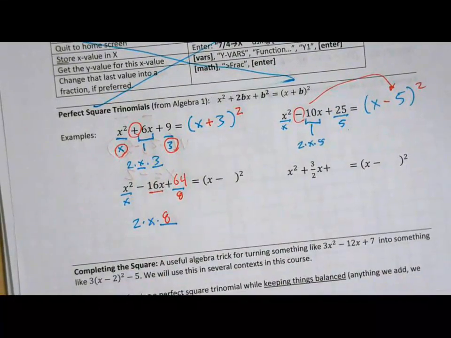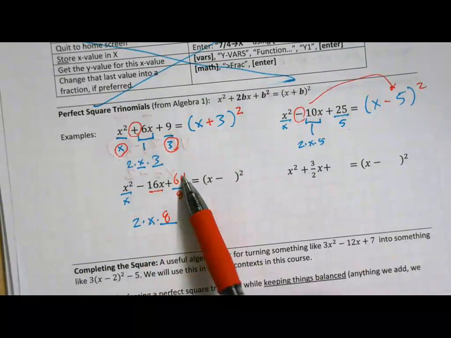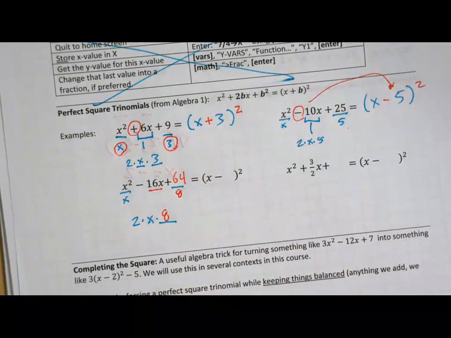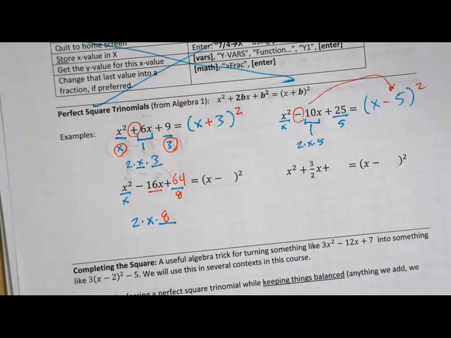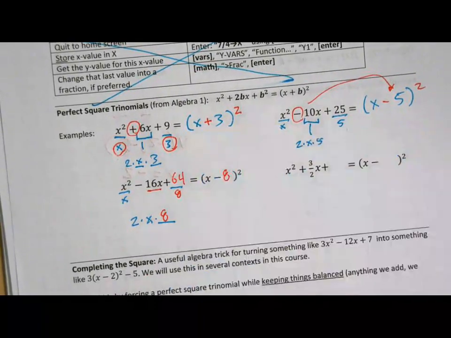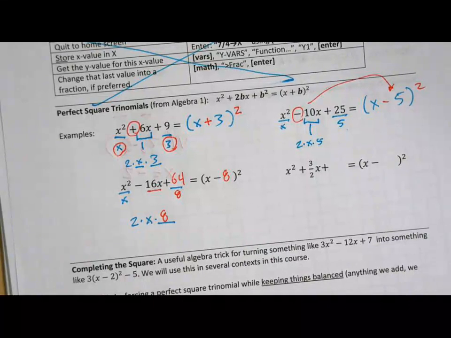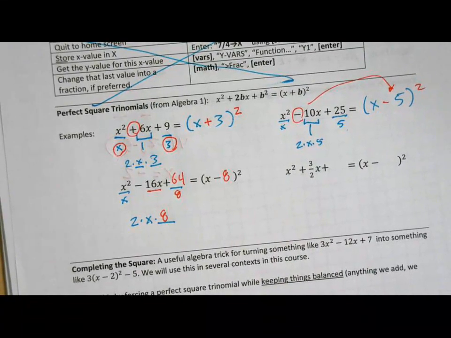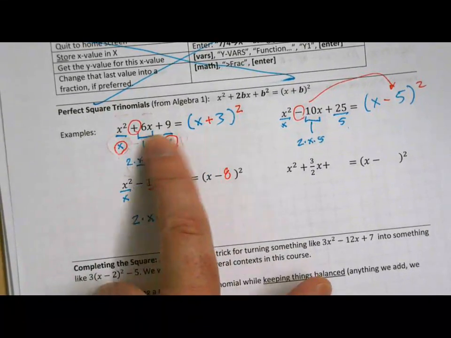Now we have completed the square. We have forced this to become a perfect square trinomial. So it can be factored as x minus 8 quantity squared. Okay? So that's why this is called completing the square, because we're literally trying to figure out what is that extra thing we can put in to make it one of these special trinomials.